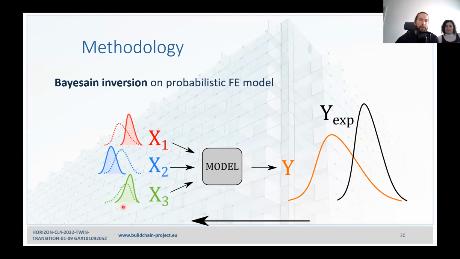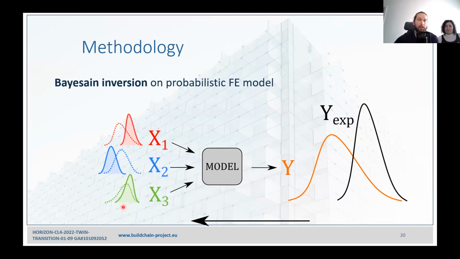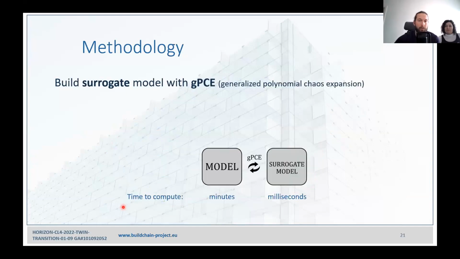And for all those three analyses that I showed you, so uncertainty quantification, sensitivity analysis, and Bayesian inversion, those are stochastic methods, which means that they need a lot of evaluations of the model. So because this model might be computationally expensive, we try to substitute it with a surrogate model, which computes the response within milliseconds, and then we can do our analysis more efficiently.